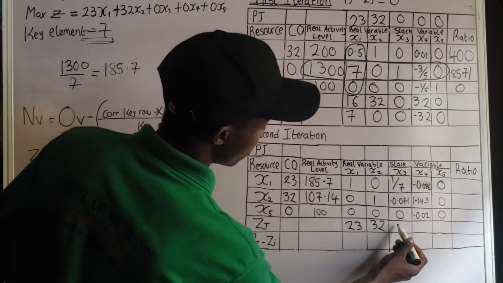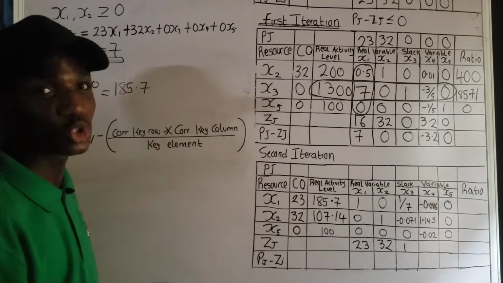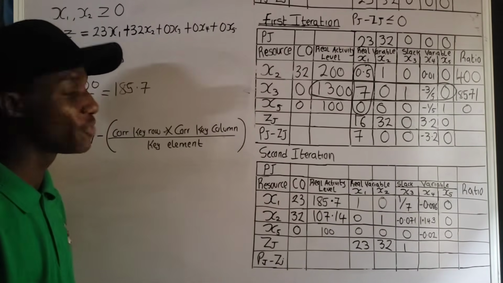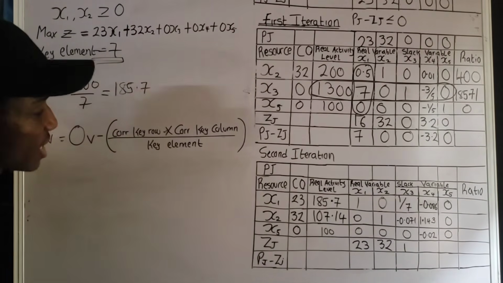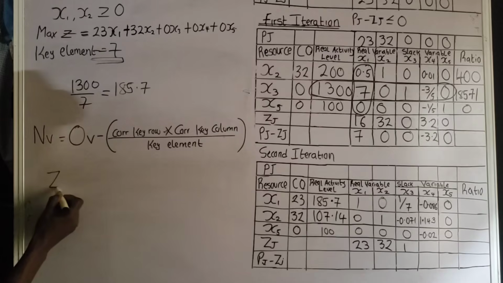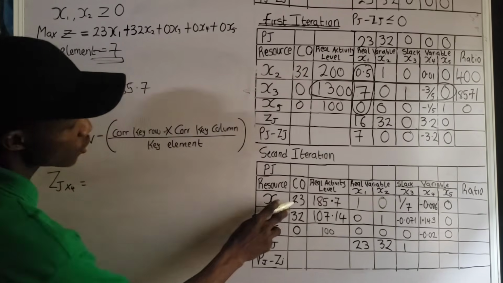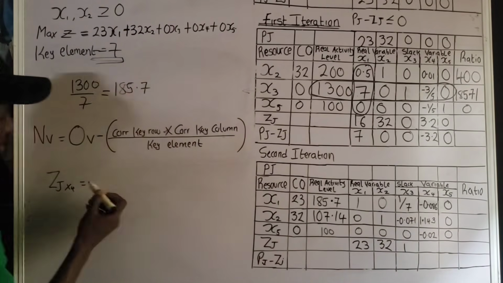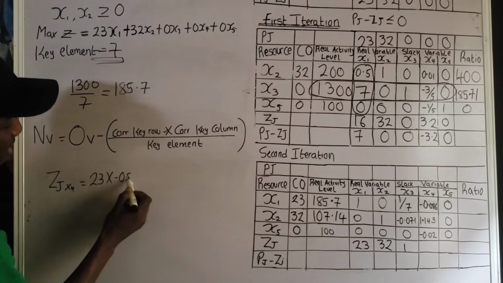So let's get the Zj for x4. We are still going to use the same approach. We are going to multiply the coefficient of the objective function with the corresponding variable of x4 and then add everything together. So I'm going to have Zj of x4 is equal to 23 multiplied by minus 0.86, 23 multiplied by minus 0.86.